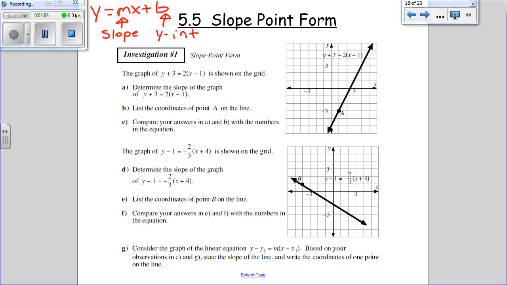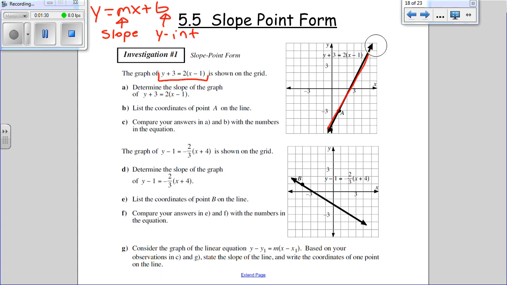Before we actually do anything in slope point form, we do this little investigation. We're going to do it twice. It's the same way we learned slope-intercept form, where it kind of guides you through and you try to see if you can figure out how numbers are correlating. So the first thing is this graph right here, this beautiful line. Every question that they're talking about has to do with that graph. Part A says determine the slope of this beautiful line.